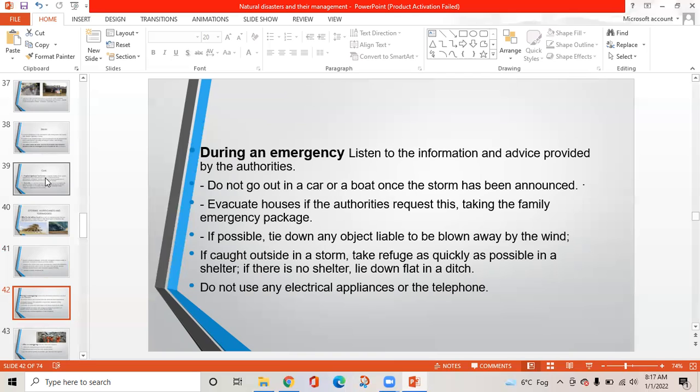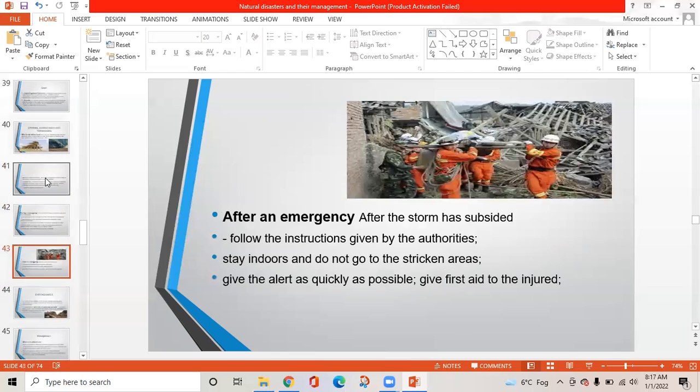If caught outside in a storm, take refuge as quickly as possible in a shelter. If there is no shelter, lie down flat in a ditch. Do not use any electrical appliances or the telephone.